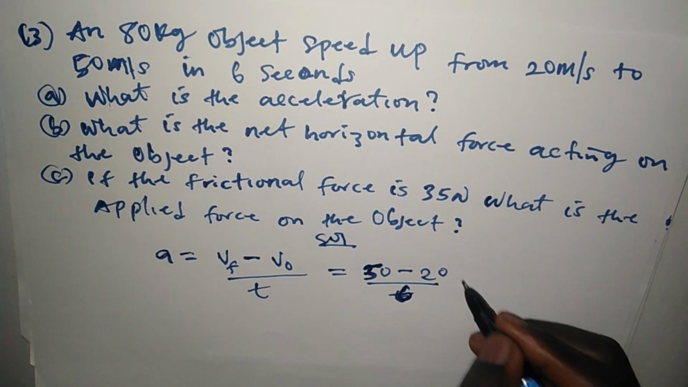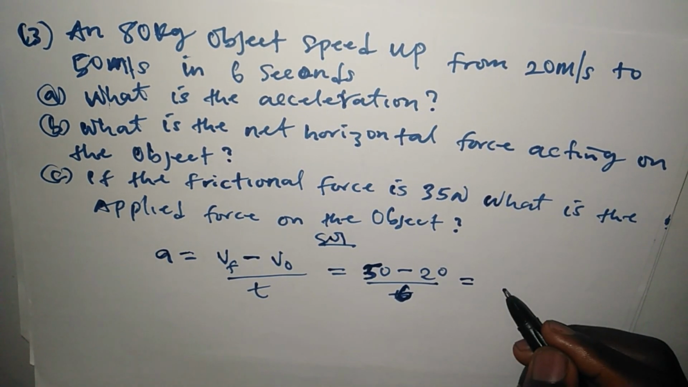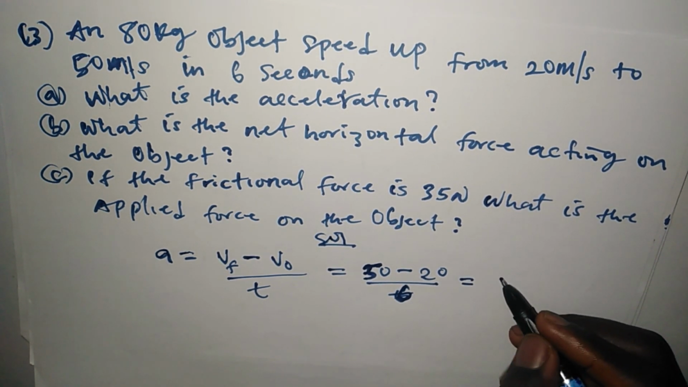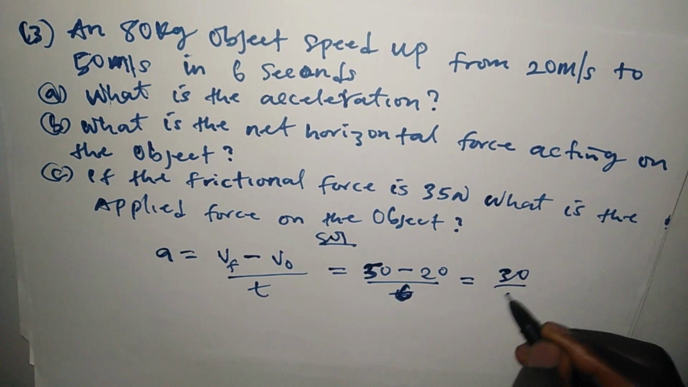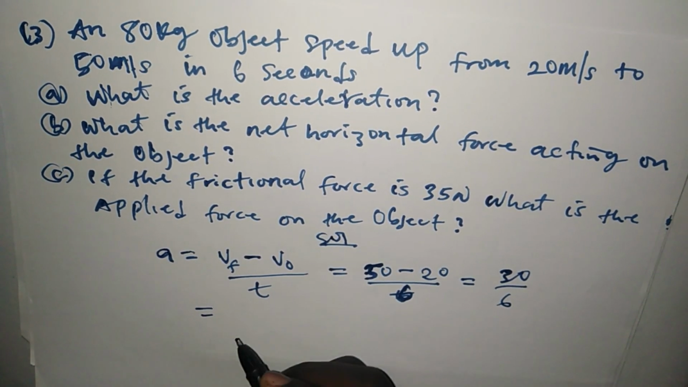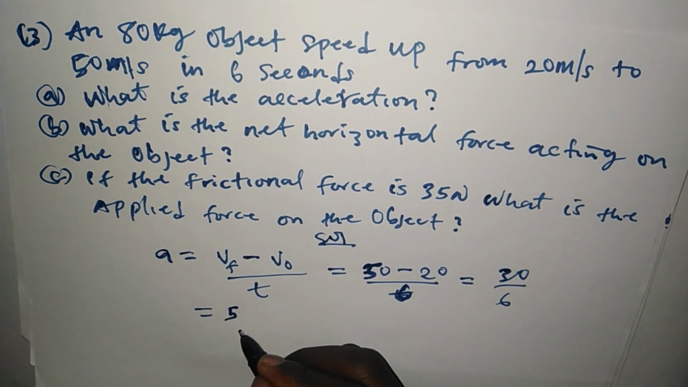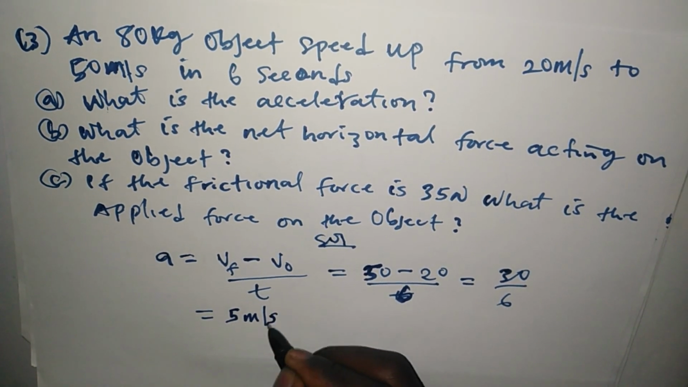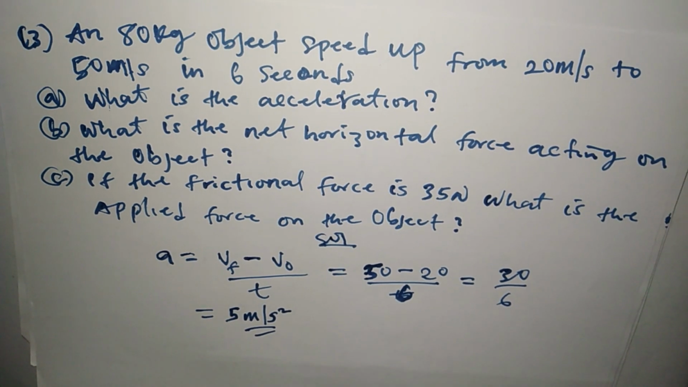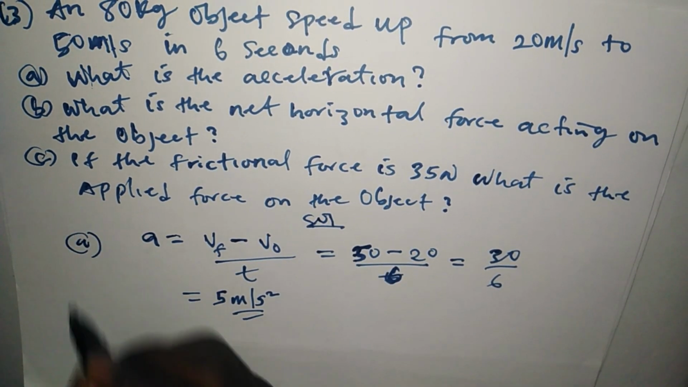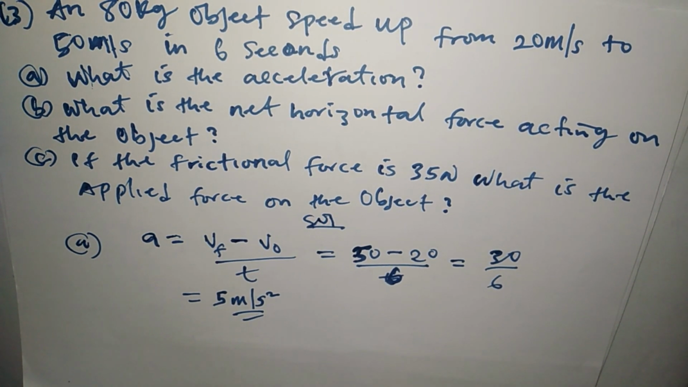So therefore, 50 minus 20 is equal to 30, divided by 6. So acceleration is going to be 30 divided by 6, which is what? 5 meters per second squared. So this is going to be A. So let's look at B.